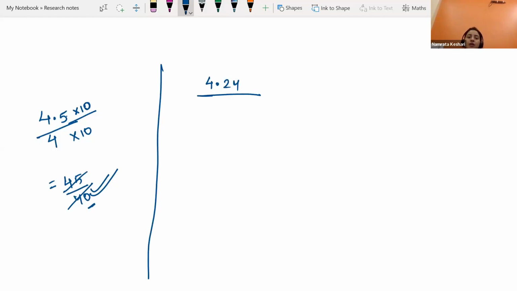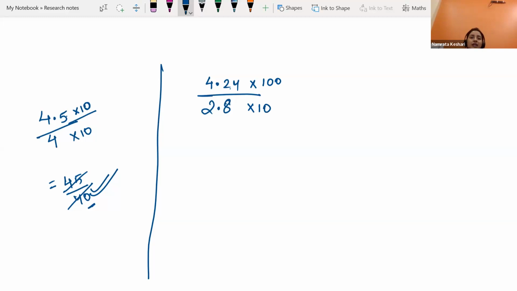Suppose we have 4.24 over 2.8. If this type of scenario comes up, what do we do? The same concept applies: in the numerator, it requires multiplication by 100 to remove the decimal. In the denominator, it requires multiplication by 10 to remove the decimal.